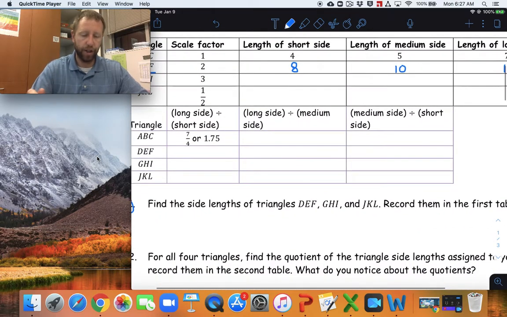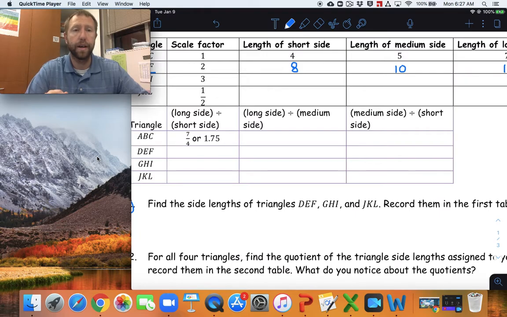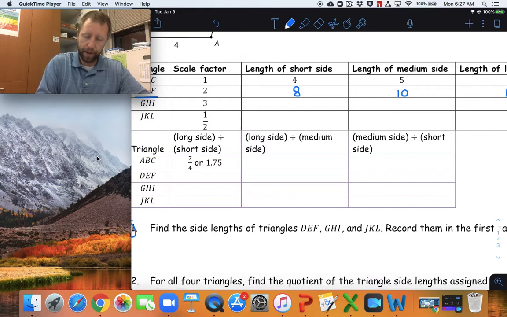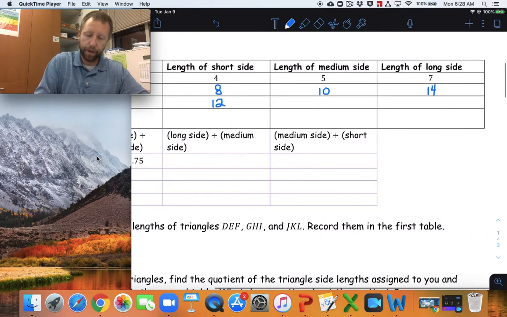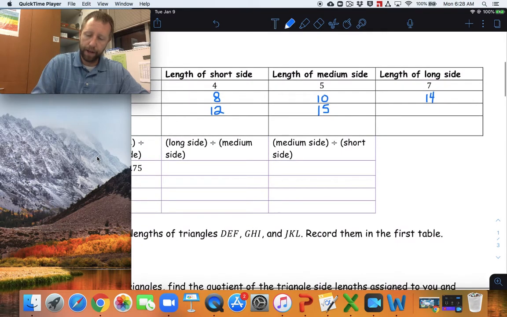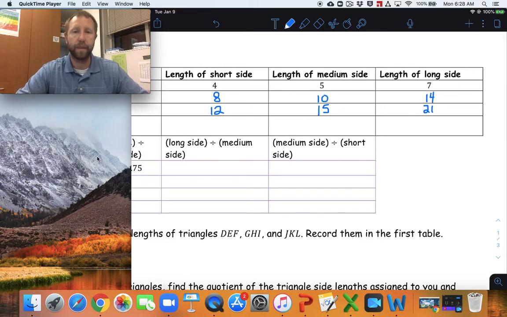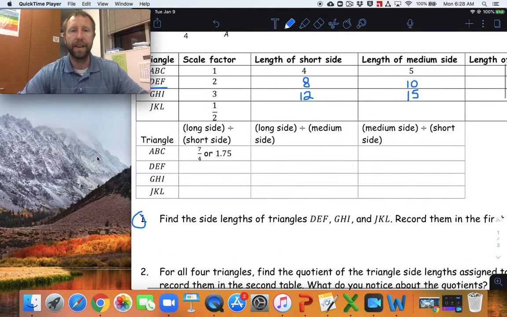Next up is GHI. This time I'm multiplying by 3. So 4 times 3, because it's from the original ABC triangle. 4 times 3 is 12. 5 times 3 is 15. And 7 times 3 is 21. And then I'm on to my last one.